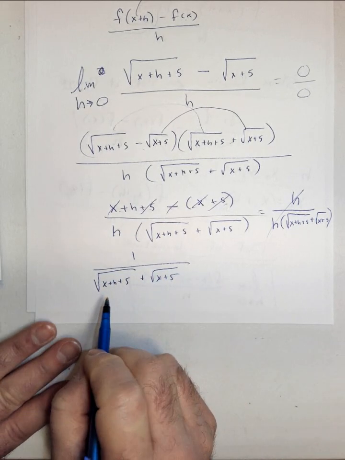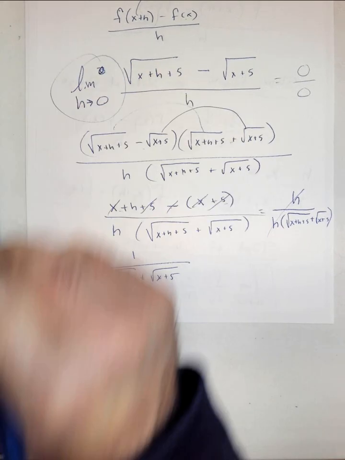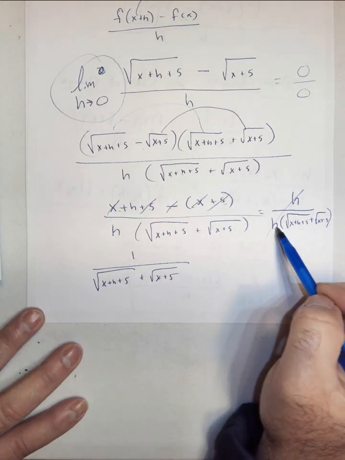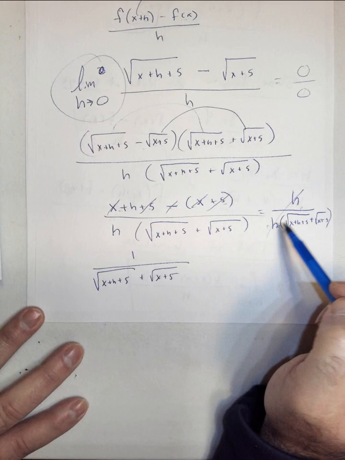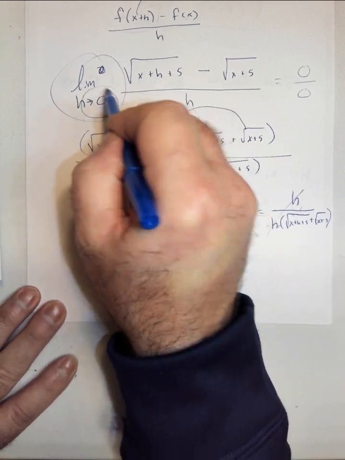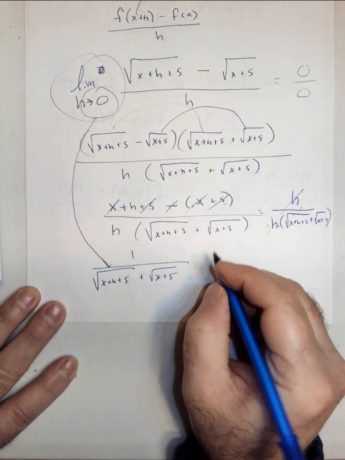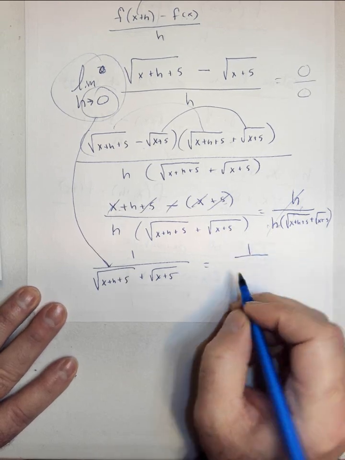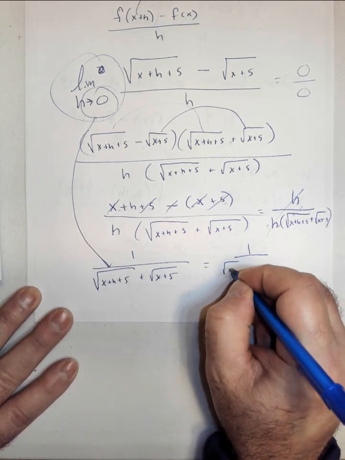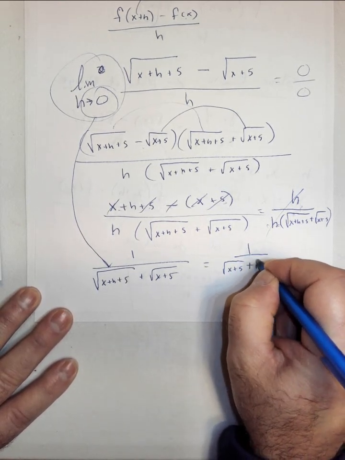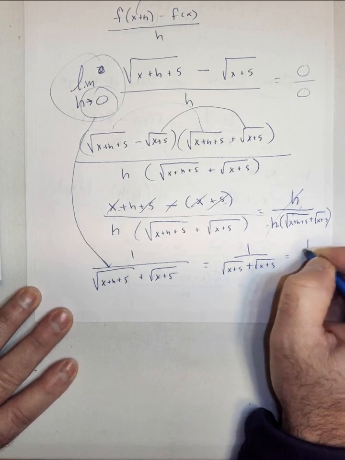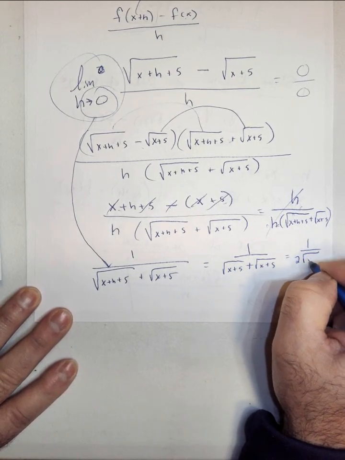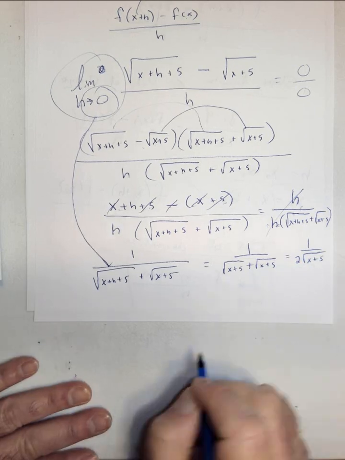Now we're not rationalizing because what are we going to do now? We're looking for the limit, right? We remove the hole, we remove the 0 over 0, which was causing us the problem. So now I can go ahead and plug that in for h. And I get 1 over root x plus 5 plus root x plus 5, which is 1 over 2 root x plus 5.